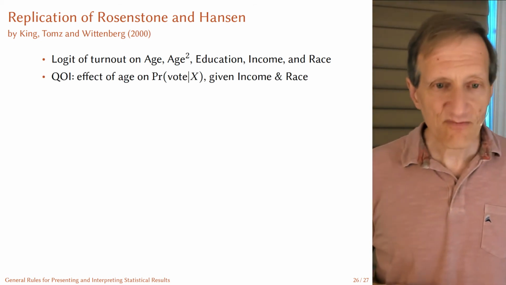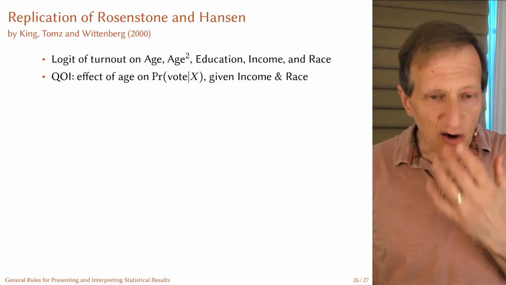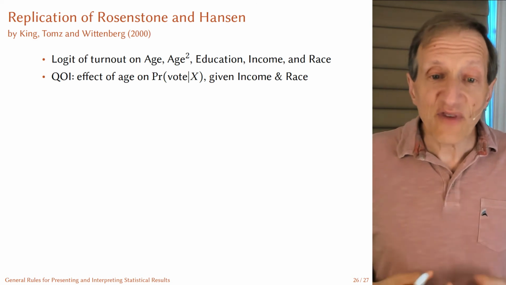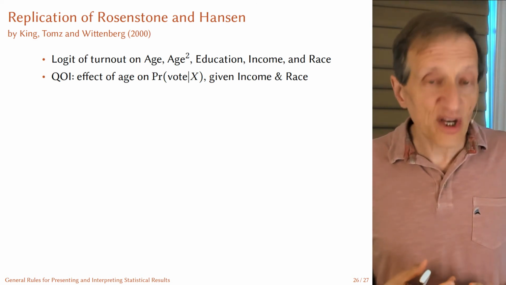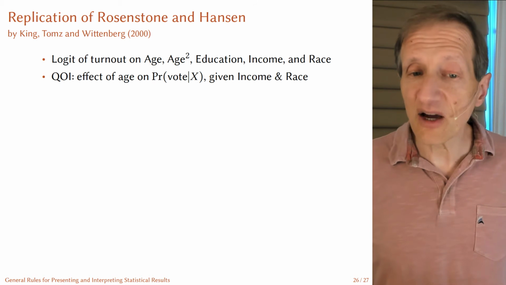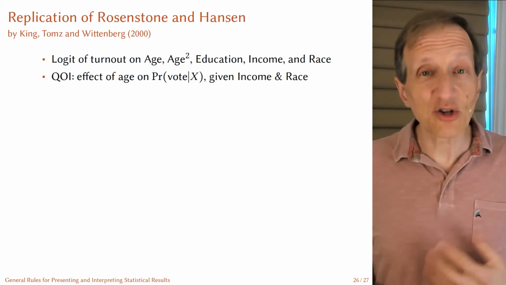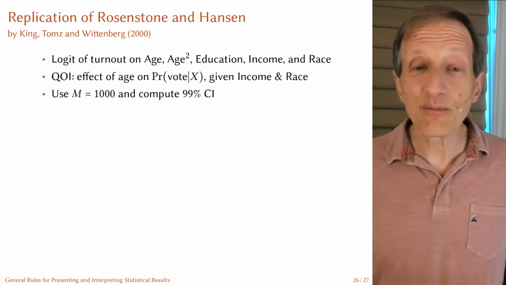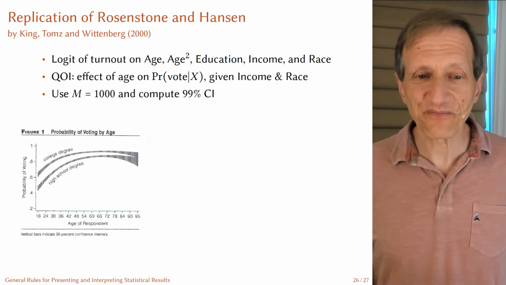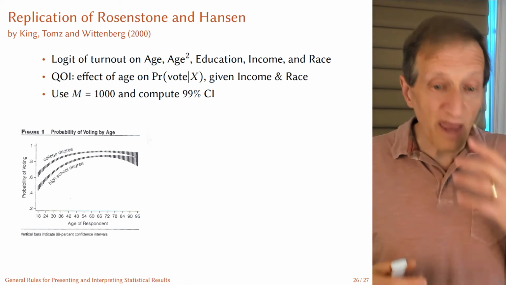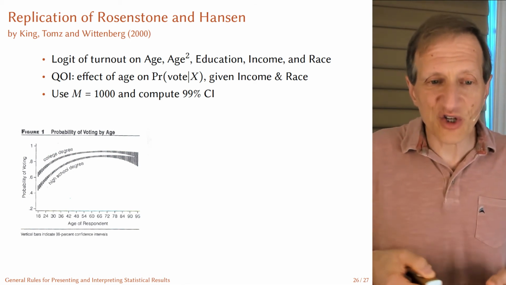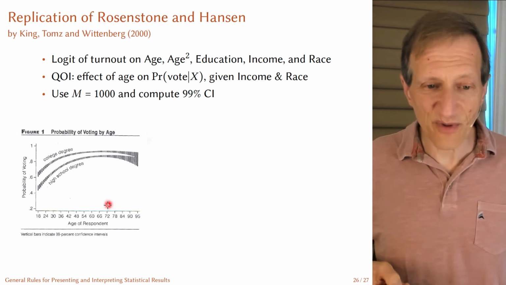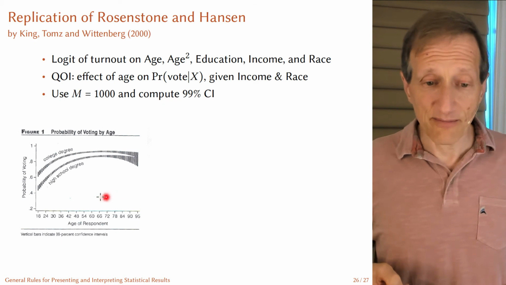Okay, so we identify one interesting quantity of interest, which is the effect of age on the probability of voting, that is turnout, given income and race, but not given education, because we want to include education in there. So we use 1,000 simulations, and we compute a 99% confidence interval. And this is the way we presented our results, and these results were in our paper. They weren't in Rosenstone and Hansen's book, but they enhance their original results.